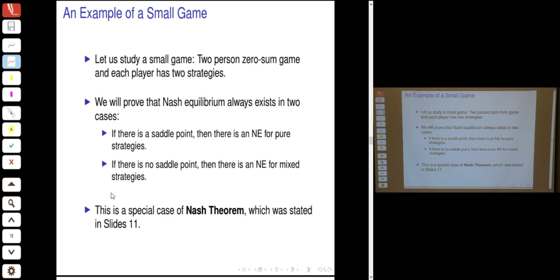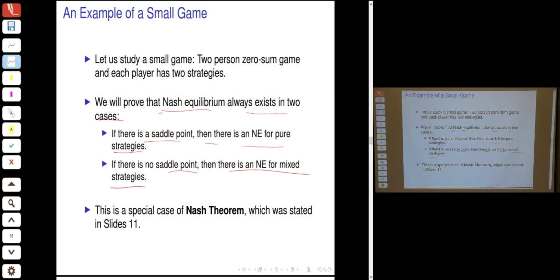Okay, so let us continue with game theory. In today's lecture, we will study a small game. It's a two-person zero-sum game where each player has two strategies, and we will show that Nash equilibrium always exists in two scenarios. If there is a saddle point, then there is a Nash equilibrium for pure strategies, and if there is no saddle point, then there is a Nash equilibrium for mixed strategies.